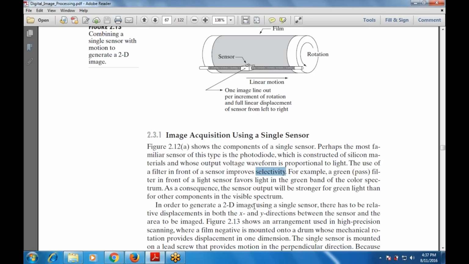There is selectivity in the case of a filter in front of a sensor. For example, a green filter in front of a light sensor favors light in the green band of the color spectrum. So there is a color-specific spectrum.